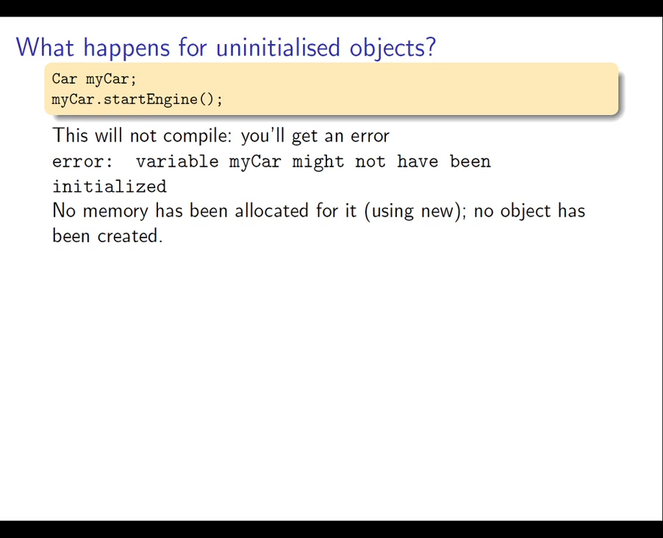It'll say something like variable myCar might not have been initialized. And indeed, in this code, it has not been initialized. So you can't send myCar a message because there isn't a myCar yet. Okay, no memory has been allocated for it. There's no new here, and there isn't an object that's being created. So we've declared that myCar is supposed to refer to a car, but we haven't created a car for myCar to actually refer to. So there is no car to start the engine of. So that's why this code won't work.